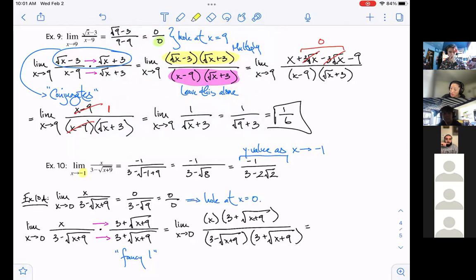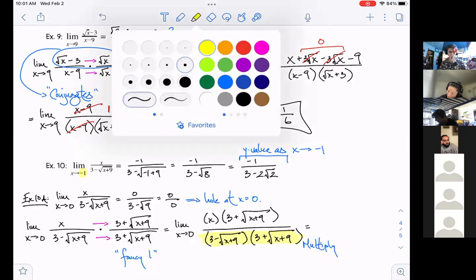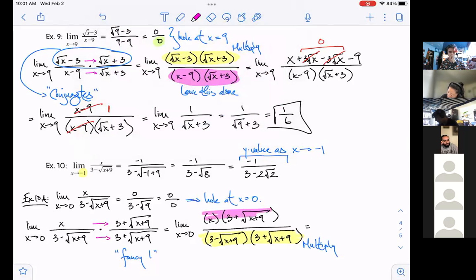And so it's important that we know where the conjugates are, because that is the one we're going to multiply. And the other one, we're just going to be very patient with. We're hoping that something is going to cancel. So we're going to leave this alone. Okay.